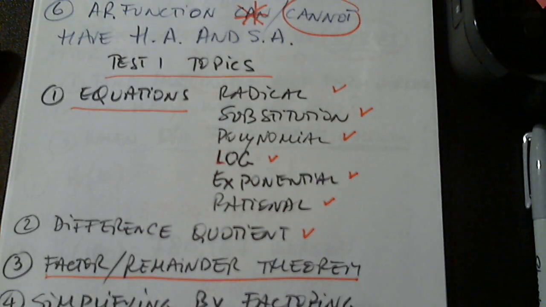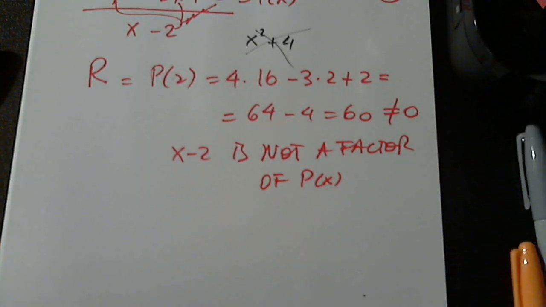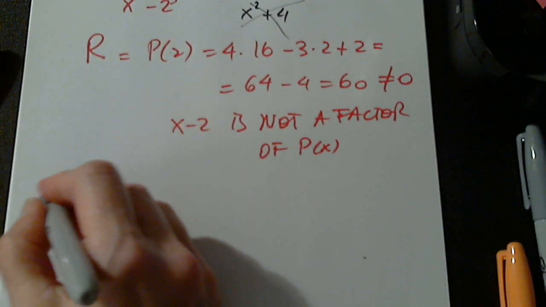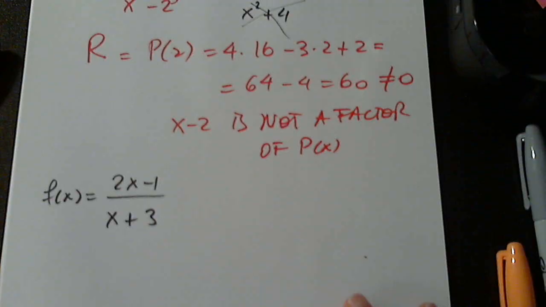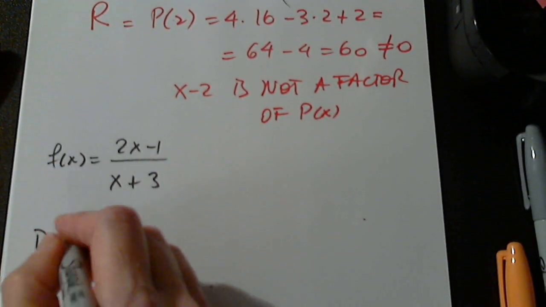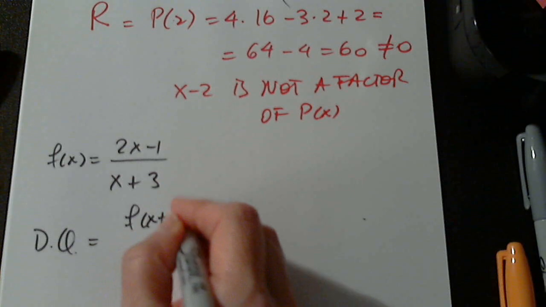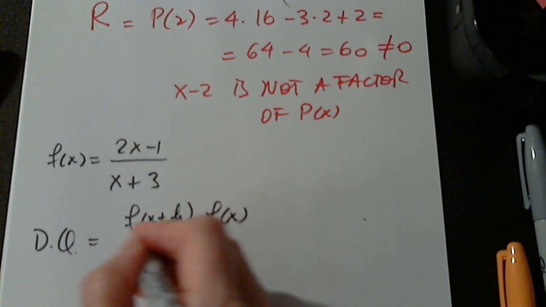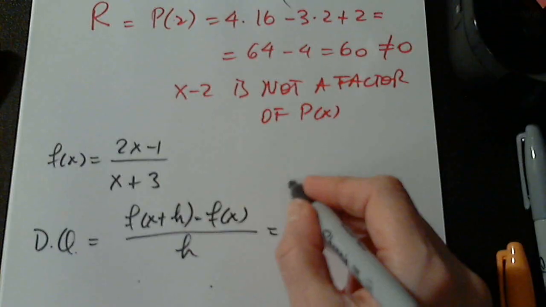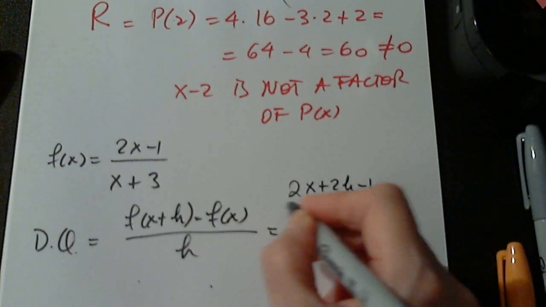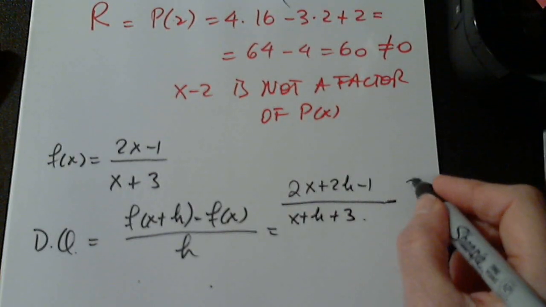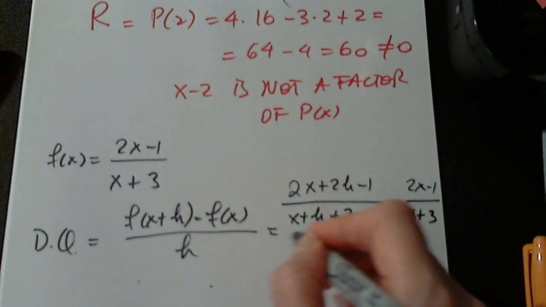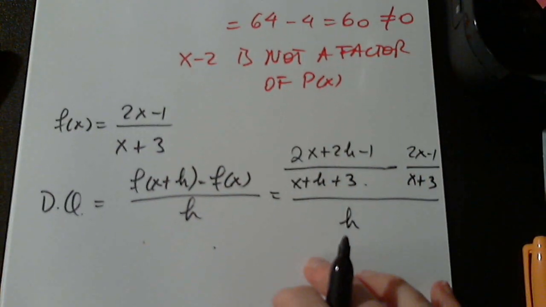Can we go to the difference quotient? Yes. Very good, thank you. So let's look at a difference quotient. Let's say f of x equals (2x minus 1) over (x plus 3). You have to remember the difference quotient; since you can use your notes, please have this handy at all times. Please write (2(x plus h) minus 1) over (x plus h plus 3) minus (2x minus 1) over (x plus 3), everything divided by h.